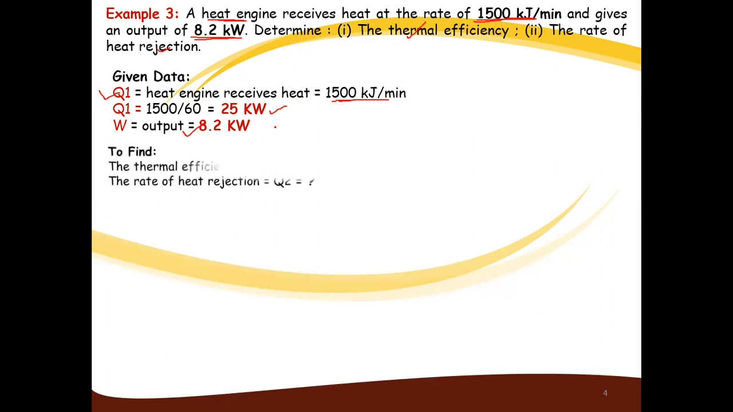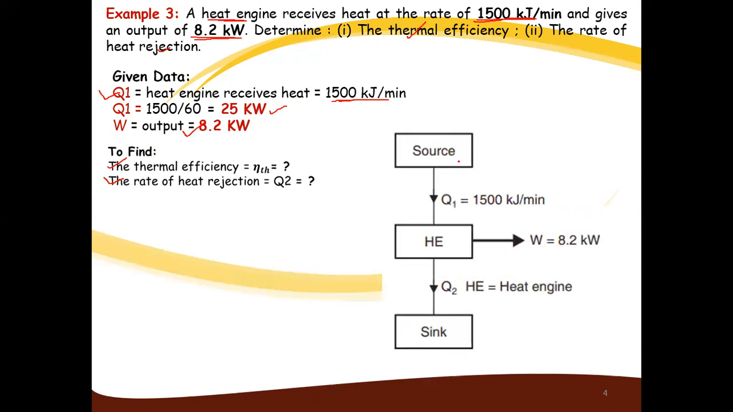Now we have to find out two things. One is thermal efficiency and second the rate of heat rejection, that is Q2. Now we have this source. This is the sink. So the heat energy supplied to the heat engine is 1500 kilojoule per minute and the output is 8.2 kilowatt. And this Q2 is the amount of heat rejected. HE is nothing but the heat engine. So we have to draw this diagram also. For every problem, you need to draw the diagram. So first we will find out the thermal efficiency.